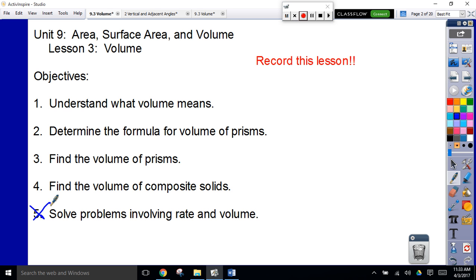We're not going to get to number 5. We're just not going to get to it at all right now. It may be something we come back to at the end of the year.